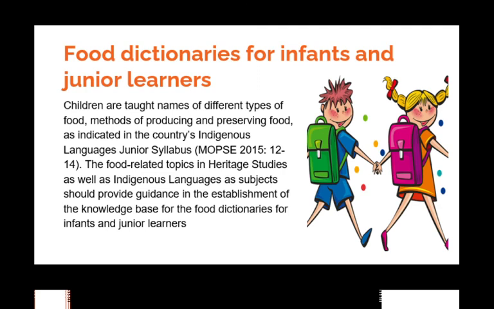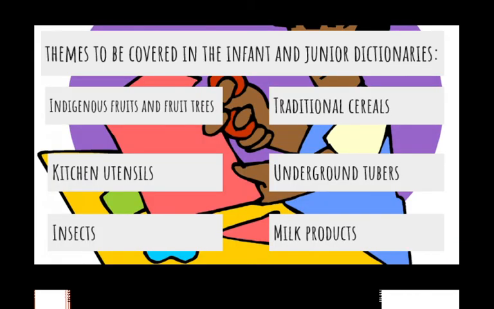So begin with the food dictionary for infants. Children will be taught a number of names of different types of food, methods of producing and preserving food, as indicated in the country's indigenous languages junior syllabus, MOPSE 2015. So the food-related topics will be from the heritage studies. Then things to be covered, numerous themes that we've identified: indigenous fruits, traditional cereals, kitchen utensils, underground tubers, insects, milk products. Those are some of the themes we've highlighted.